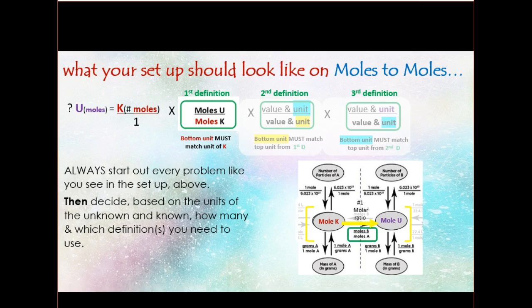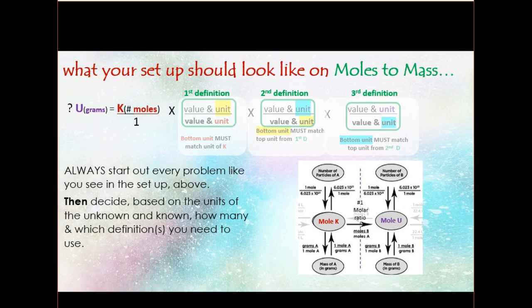Why? Because we have to cancel moles of the known. When you do that, and I'm not going to cancel them here, you can see that the red cancels and you have moles of U on both sides. That's the goal in every one of these problems.